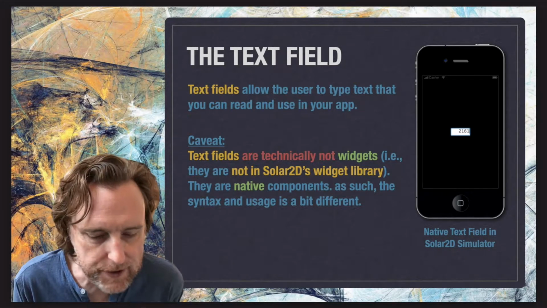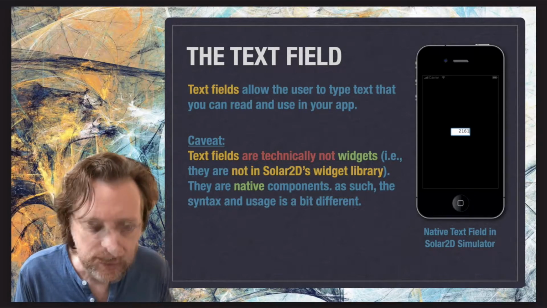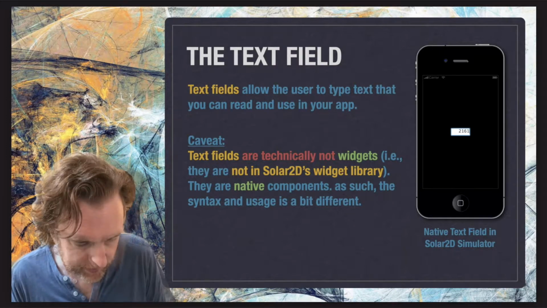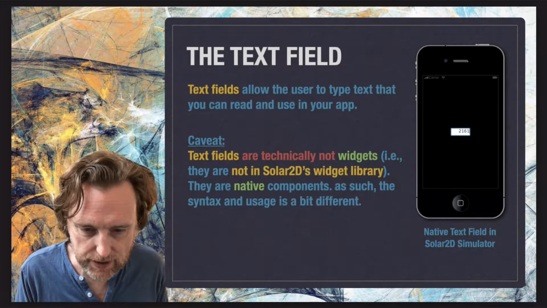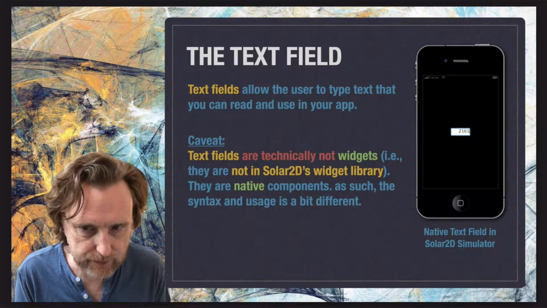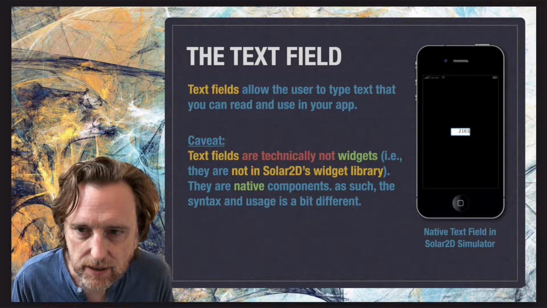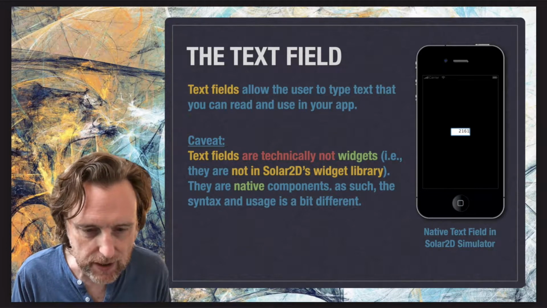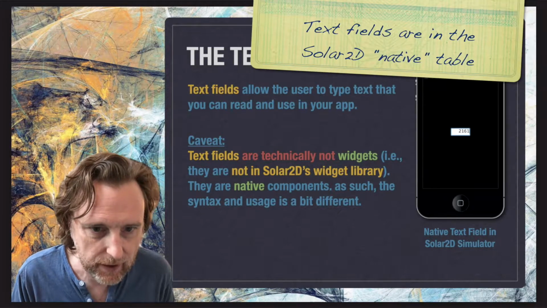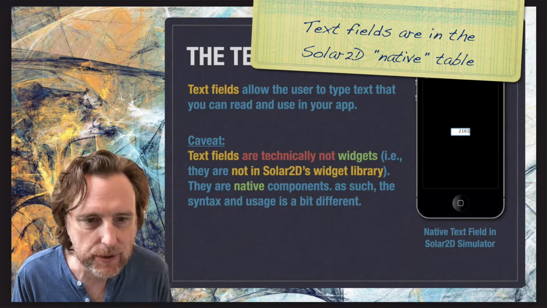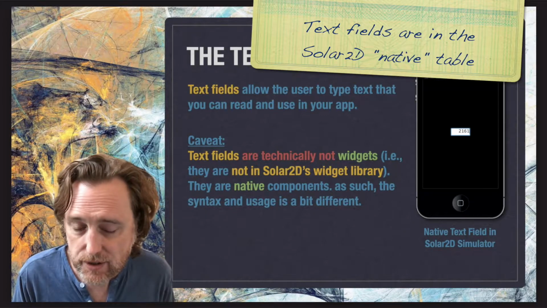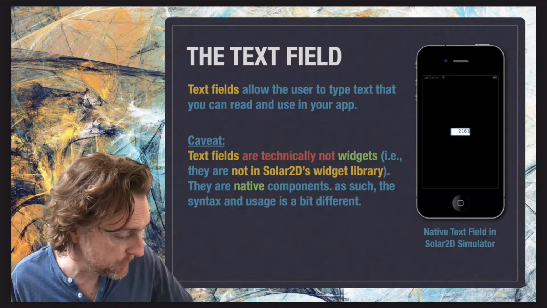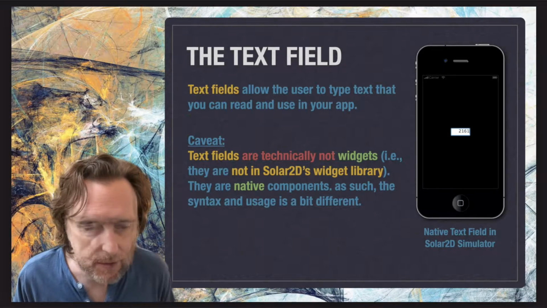So the first thing you want to know about text fields is, although generically we would call a text field a widget, like a button or slider or whatever else, within Solar 2D they're actually in a different library. They're not in the widget library or table. They're in the native library or table. And you can search online and find reasons for it. Apparently, they're just very difficult to write.